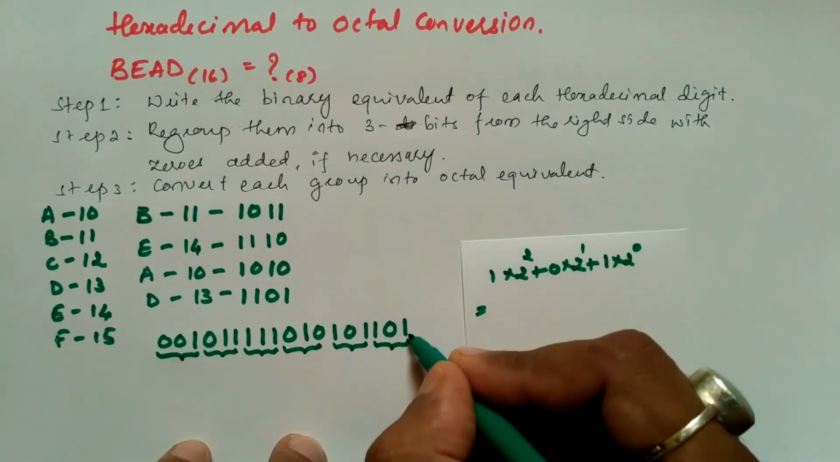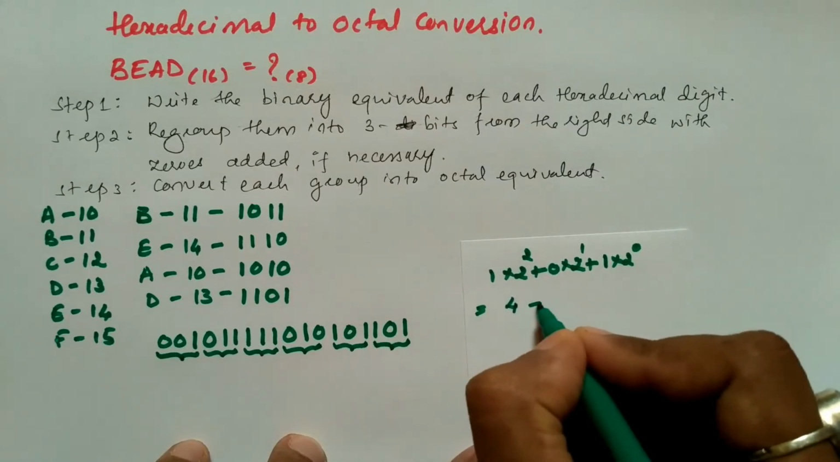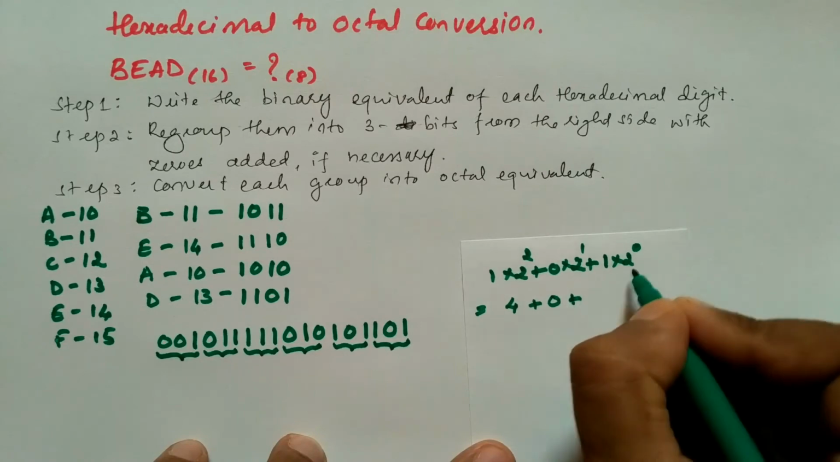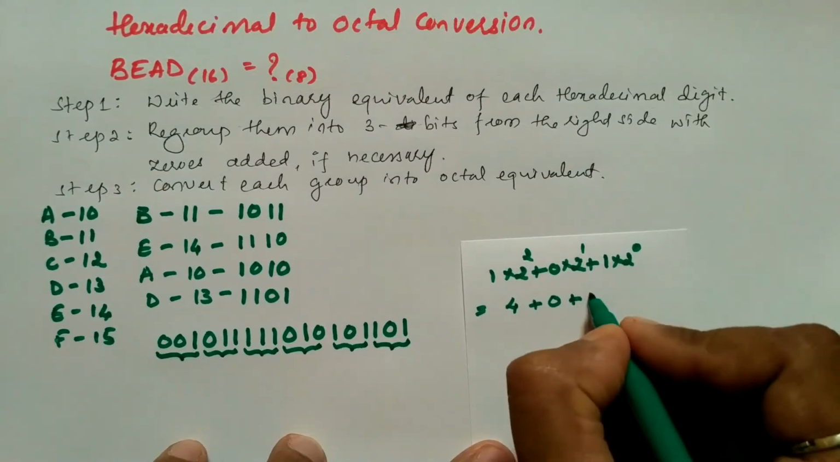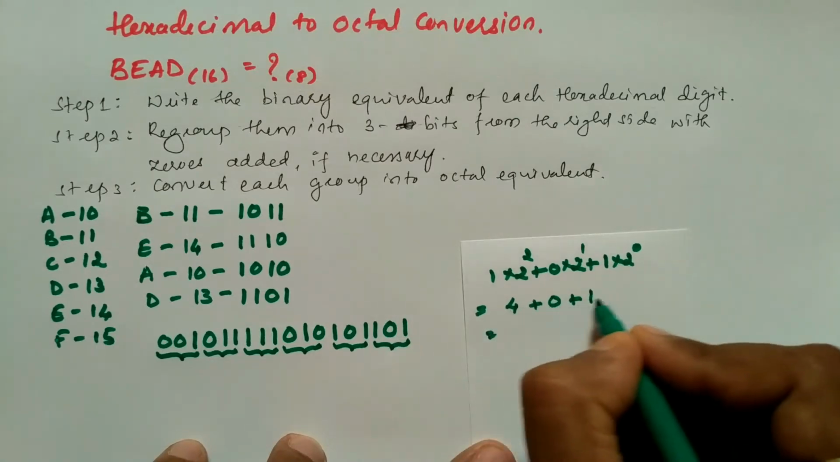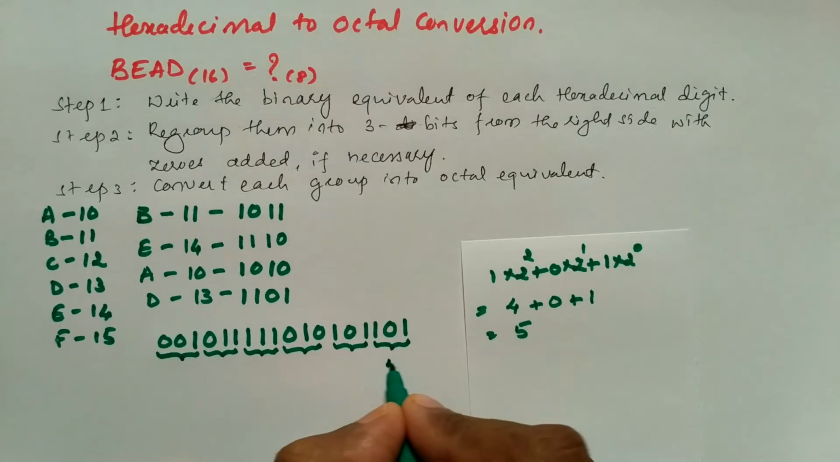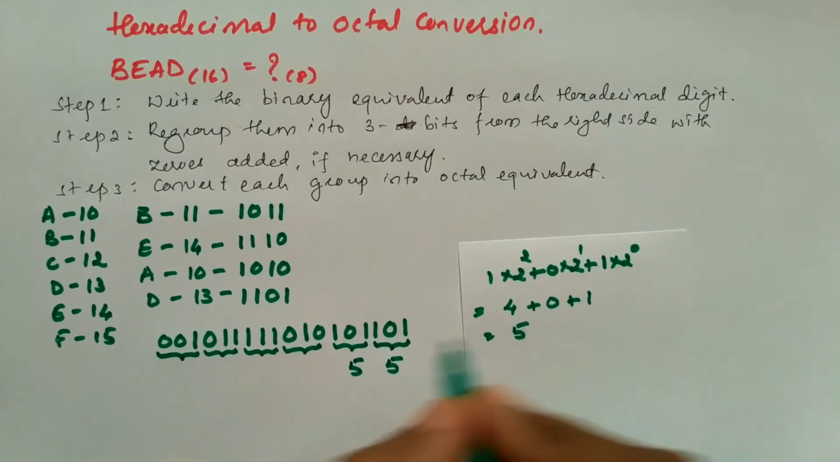So 101. 2 to the power 2 is 4, 4 ones are 4, plus 2 to the power 1 is 2, 2 into 0 is 0, plus 2 to the power 0. Anything raised to 0 is 1, 1 into 1 is 1. Here 4 plus 0 plus 1 is 5. So 101 represents 5. Next 101 again, it is 5 only, just now we have done.